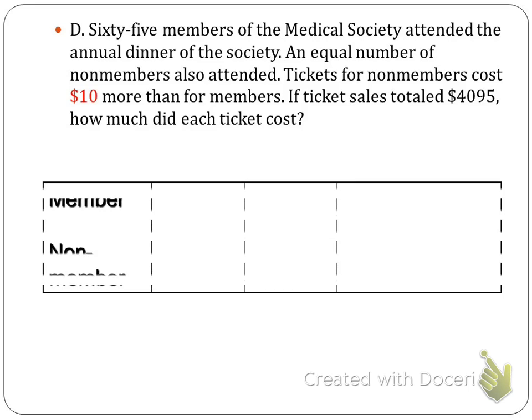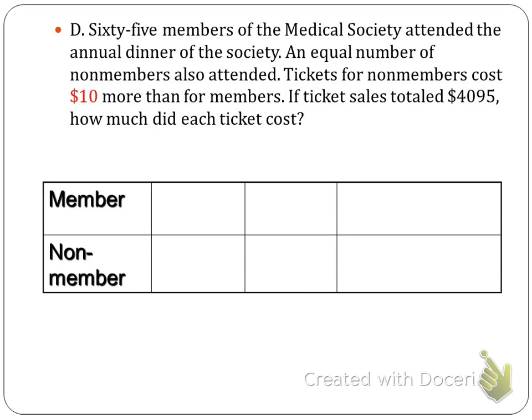Whoa. So our 2 categories are members and non-members. What about the value? It's a value problem. Yes. Well, it's a cost problem, but it's the same type. So we want the number of tickets sold times the price. That will give us the cost. Okay? And this is the total cost of all the tickets. Any idea where to start?